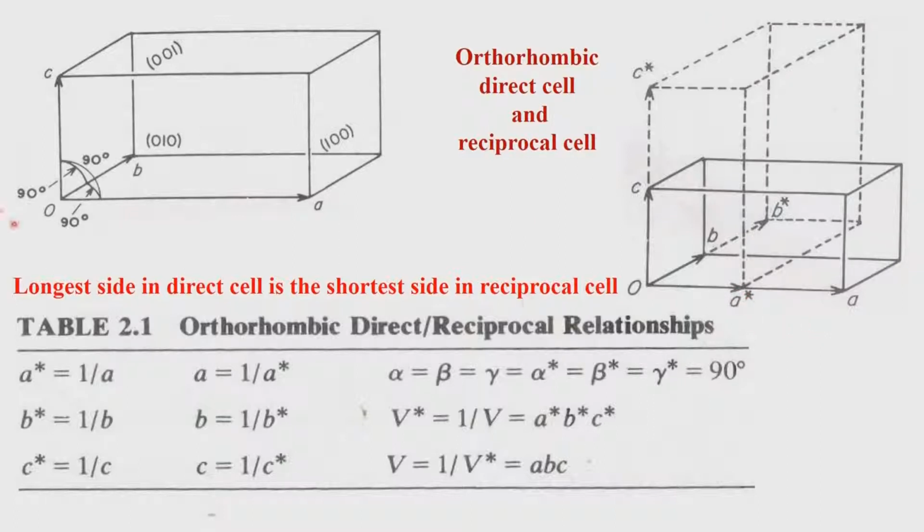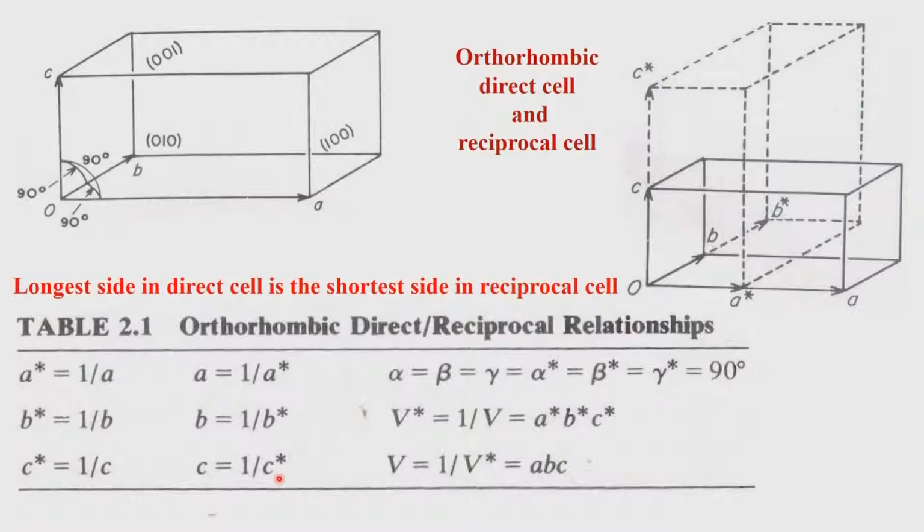The fact that a, b, alpha, beta, gamma are 90 degrees will ensure that these values are equal to 90 degrees. What is also important to note is that they are interconvertible. That means, if you have a star, b star, c star as 1 over a, 1 over b, 1 over c, the corresponding a, b, c will be 1 over a star, 1 over b star and 1 over c star.